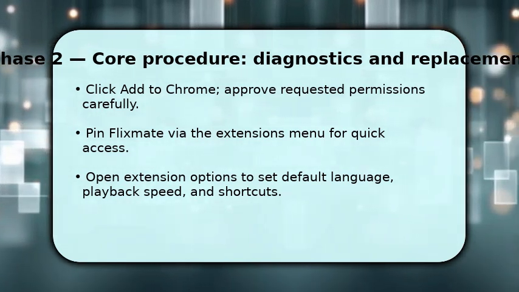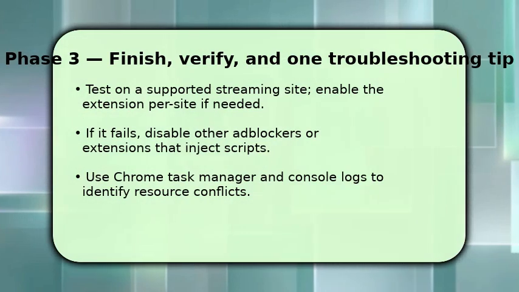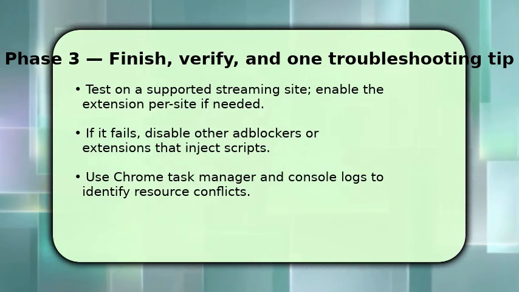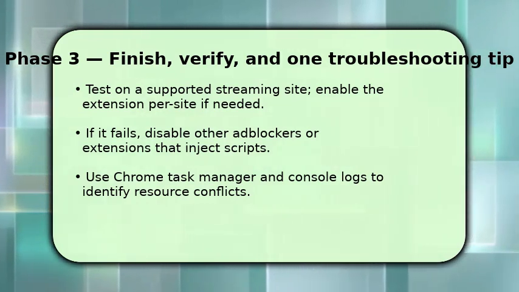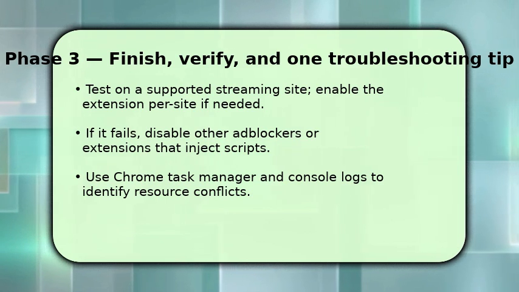Now test Flixmate on a supported streaming site. Load a video, then activate the extension and confirm controls appear. If it doesn't work, disable other extensions that modify page scripts. Ad blockers and privacy tools often block functionality.